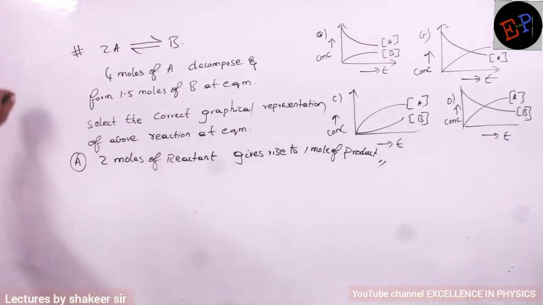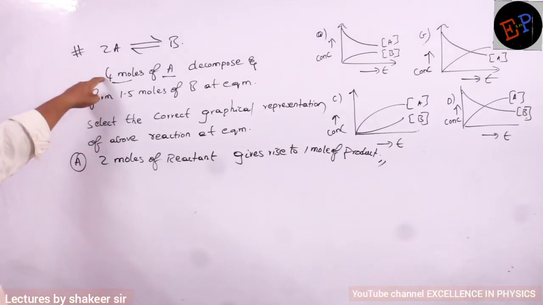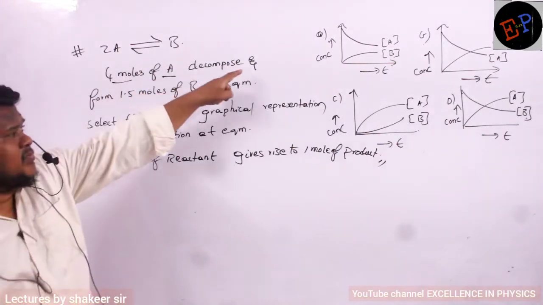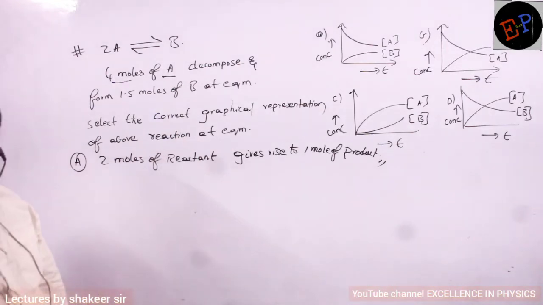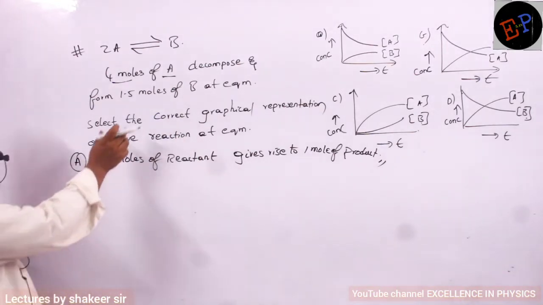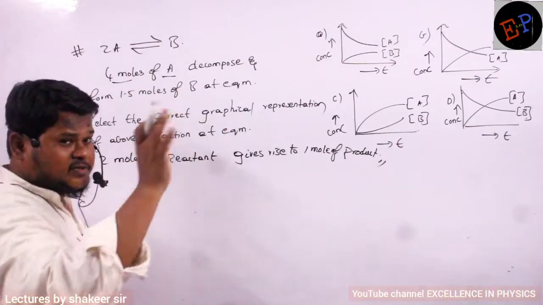Now see. Initially how many moles of A are present? 4 moles of A are present. So A decomposes and 1.5 moles of B is formed at equilibrium. So at equilibrium, 1.5 moles of B was formed. Then how many moles of A are present at equilibrium?